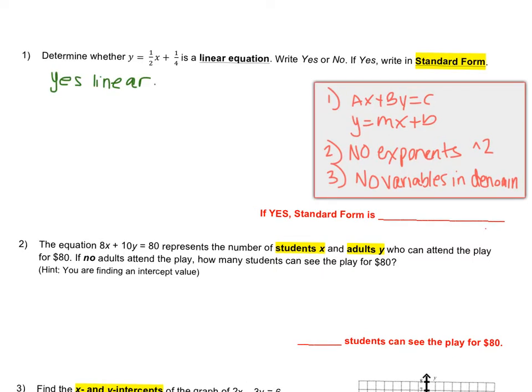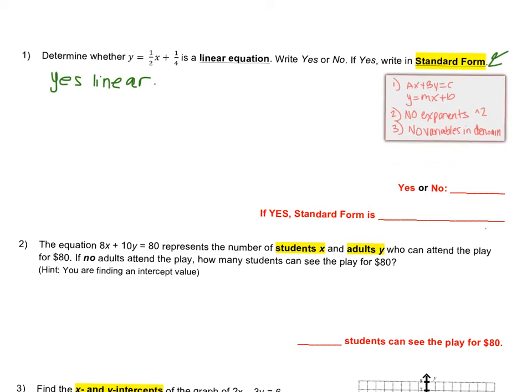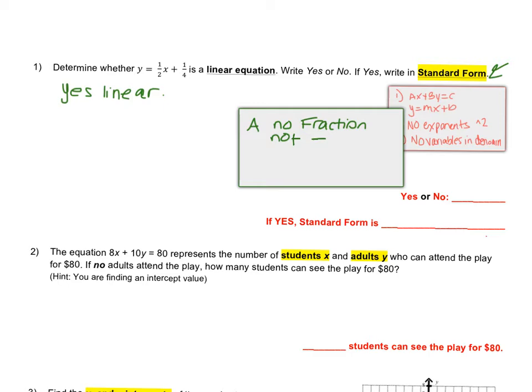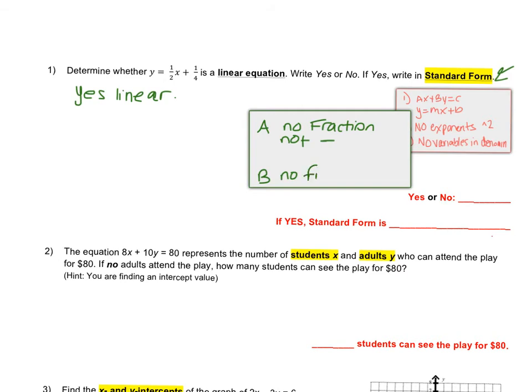Once it's linear, what I need to try to figure out is to put it in standard form, which is ax plus by is equal to c. In order to put it in standard form, I have to remember that a cannot be a fraction, nor can it be negative. B cannot be a fraction either. C, there's no stipulation. It could be any number, pretty much.